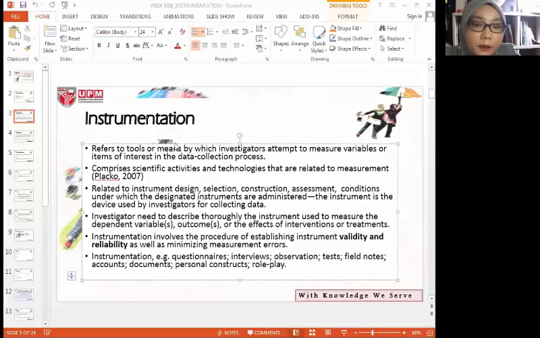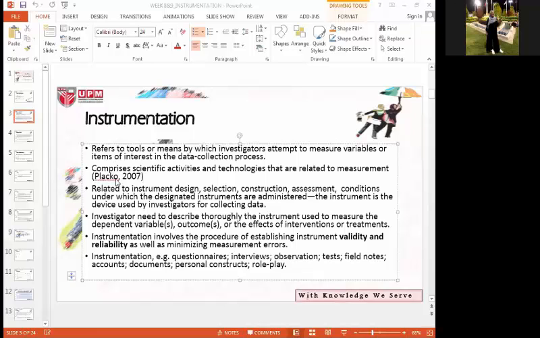Again, instrumentation refers to tools or means which investigators attempt to measure variables or items of interest in the data collection process. For quantitative research, instrumentation is mostly related to the questionnaire that you use to collect your data. But for qualitative, it is mostly related to your research protocol, if your main tool for data collection is interview.